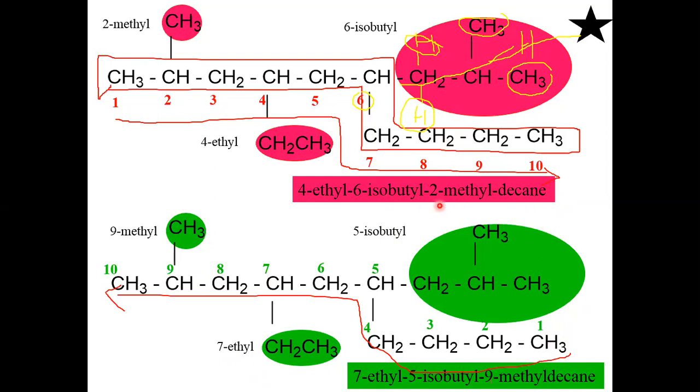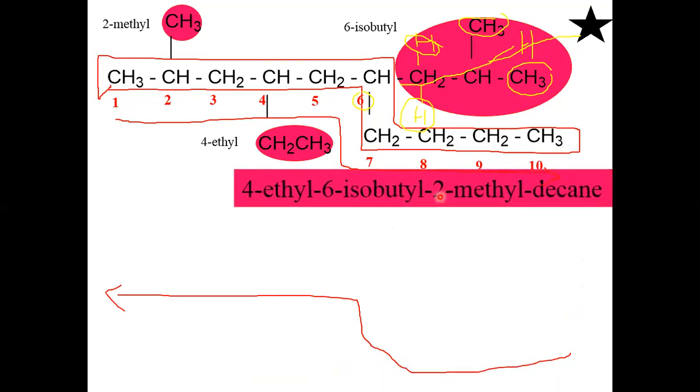Okay. The answer is the red one because the substituent has a smaller number. Okay. Compare 4, 6, 2 dengan 7, 5, 9. So as the correct naming, it doesn't matter alkane ke group apa-apa, you need to have the smallest numbers for the branches. Okay, so ni 4, 6, 2, 7, 5, 9. So this is more preferable. So the name for this structure is 4-ethyl 6-isobutyl 2-methyl decane.